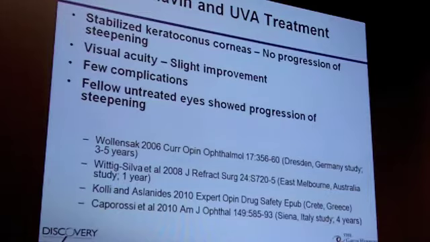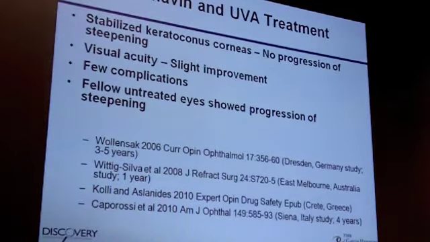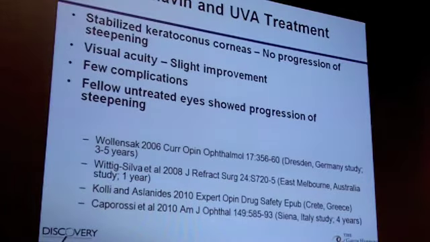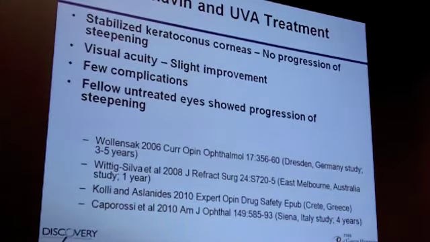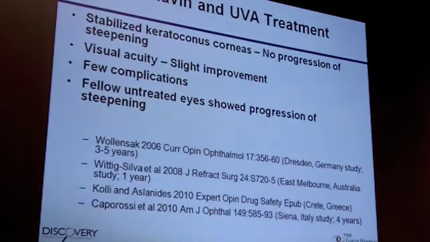Now, most of the in-depth studies, the longer studies on collagen cross-linking have been done in Europe, and there are some studies that have been reported out to 5 years. And they've shown that with the collagen cross-linking, you can stabilize the cornea so there's no progression of steepening. The visual acuity in those patients is slightly improved, as opposed to the other eye, which is not treated, which often shows progression of the steepening.